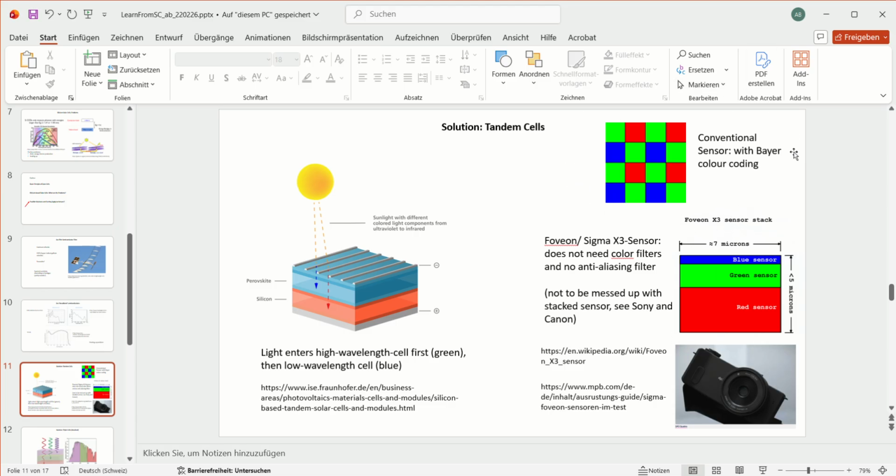Everybody else uses this one where you have smaller sensors equipped with color filters. So you always have two green and a blue and a red sensitive cell packed together side by side and not on top of each other. I will also in a later video talk more about these Bayer things.